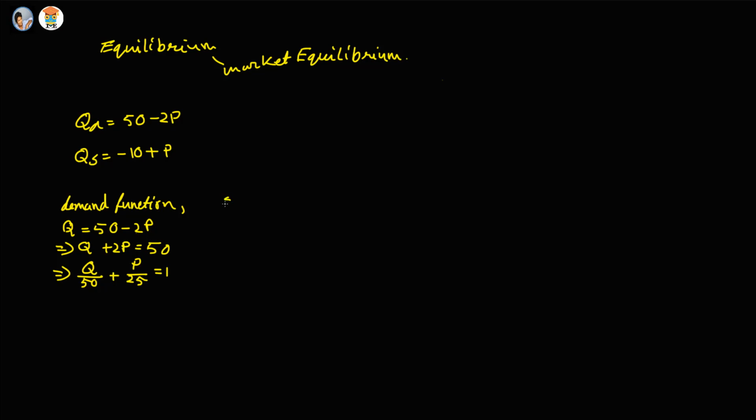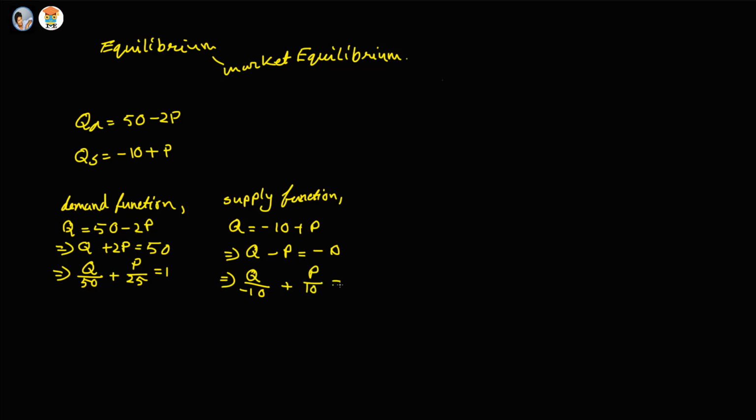And the supply function Q is equal to minus 10 plus P. Q minus P is equal to minus 10. This can be written as Q by minus 10 plus P by 10 equal to 1. And here now we can draw the demand function and the supply function.